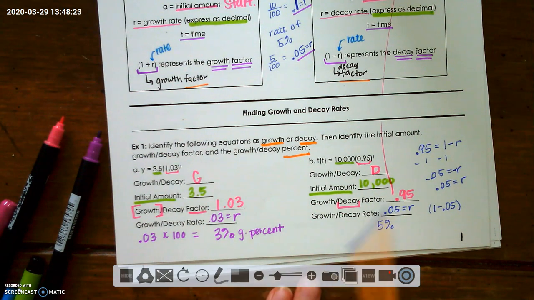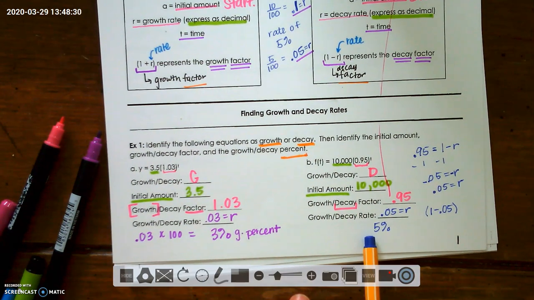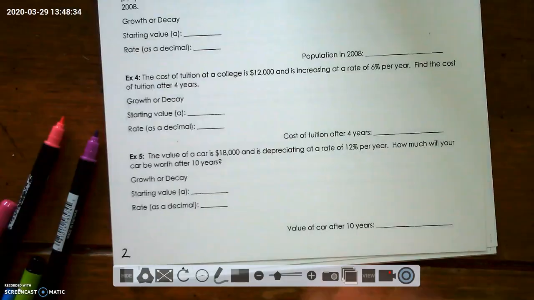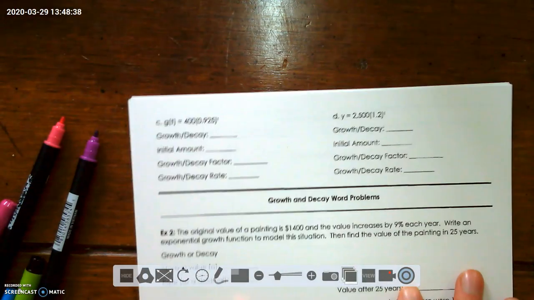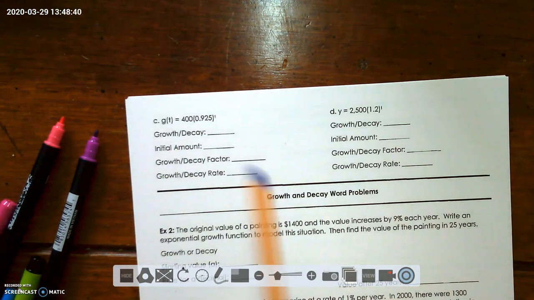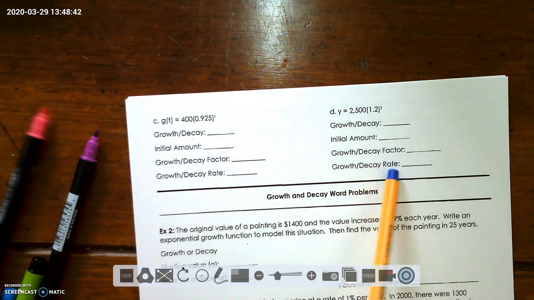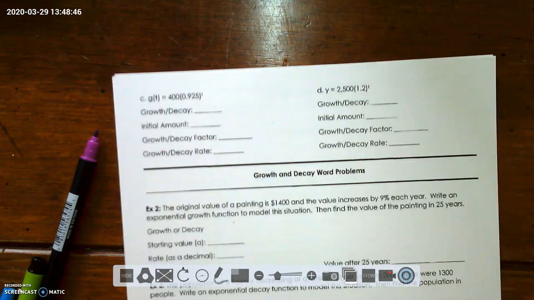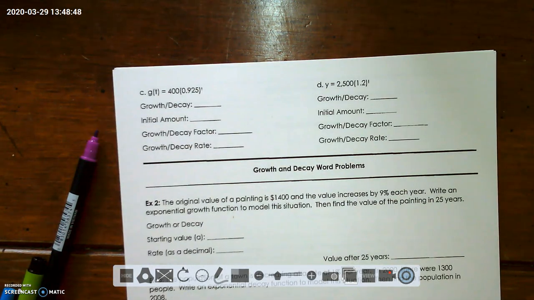Think about it: if I only have 95% of what I started with, I lost 5%. Okay? Let's take a look at page 2. I want you to pause the video and try these two on your own, and then we will go over them when you unpause the video.